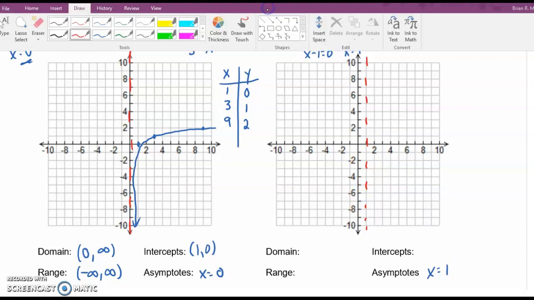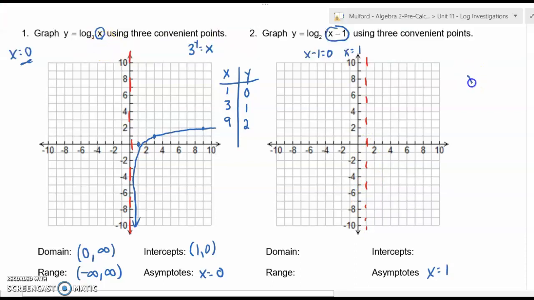And now I'm going to set up my table of values. So I'm going to do x and y again. And again, my y's, I'm just going to pick 0, 1, and 2 because they seem to be pretty convenient. I'm going to rewrite my function as 2 to the y equals x minus 1, turning that into an exponential equation. So when I try and solve this, I'm going to plug 0 into y again. 2 to the 0 is 1. So I have the equation 1 equals x minus 1. So x would be 2. So I've got a point at 2 comma 0.